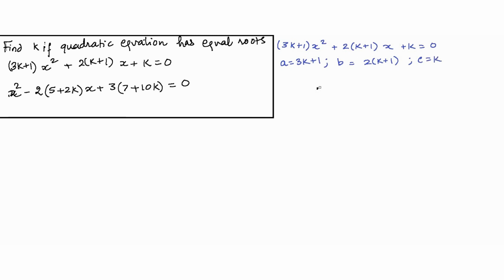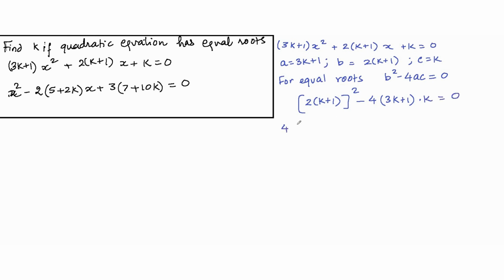Now we want these equations to have equal roots. So for equal roots, I can say that b square minus 4ac should be equal to 0. So what is the value of b? b is 2 times k plus 1, the whole square, minus 4 times a, which is 3k plus 1, times c, is equal to 0. So 2 square is 4, so 4 times k plus 1 the whole square, minus 4k times 3k plus 1 is therefore equal to 0.